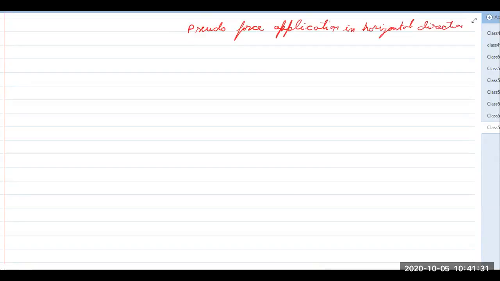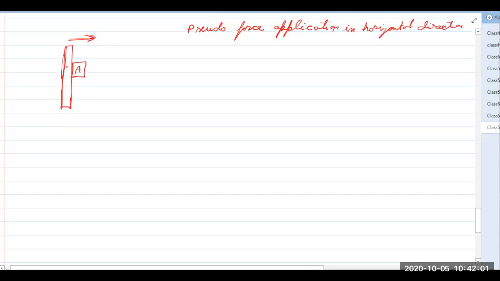So in what way does pseudo force act in the horizontal direction? Suppose we have a vertical surface which can move. We keep an object in front of it and accelerate this system by applying some force. So if we accelerate this surface and the object A is in front of it, suppose it is just in contact with the surface.